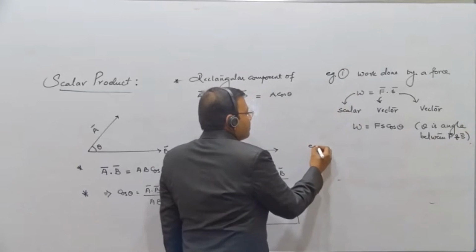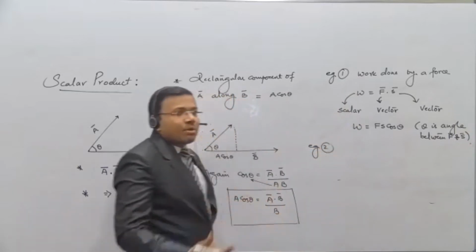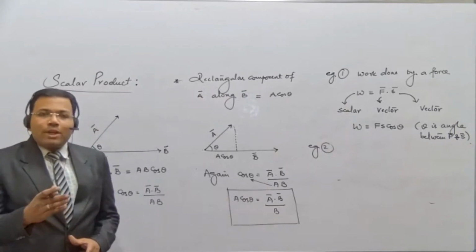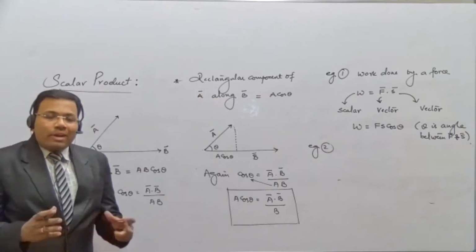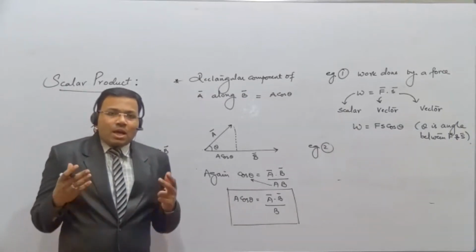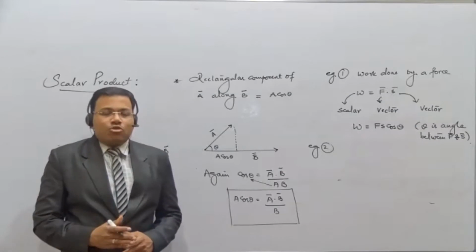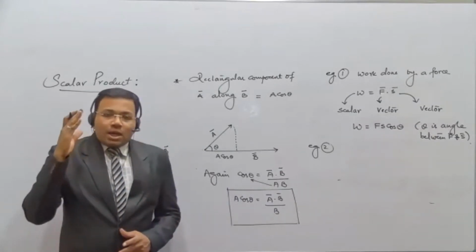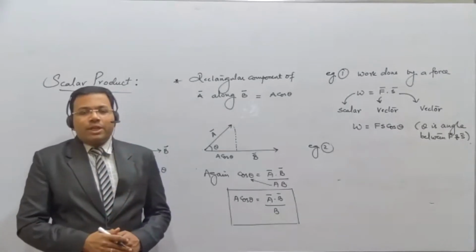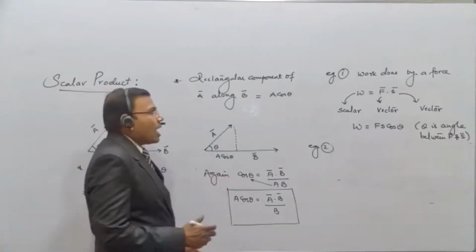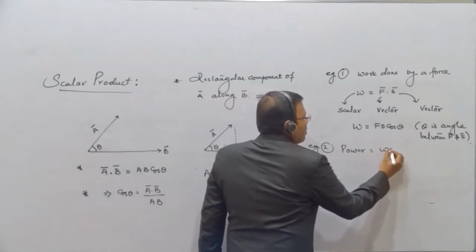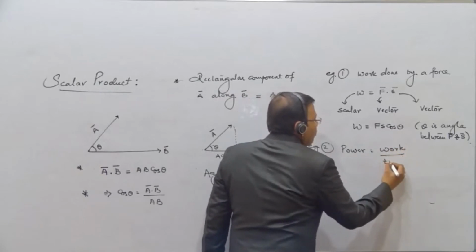Now the second example. The second example we can give is power. What is power? The rate of doing work. That means how much work we are doing in how much time. Try to understand, students: how much work is done in how much time is decided by a physical quantity, power. So I take that only. So power is equal to work by time, the rate of doing work.